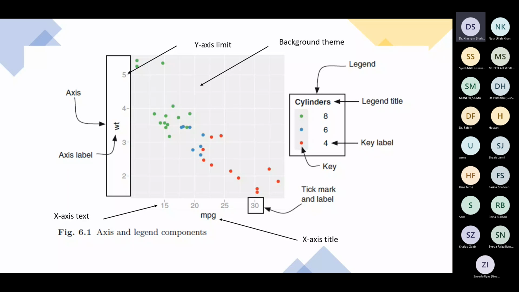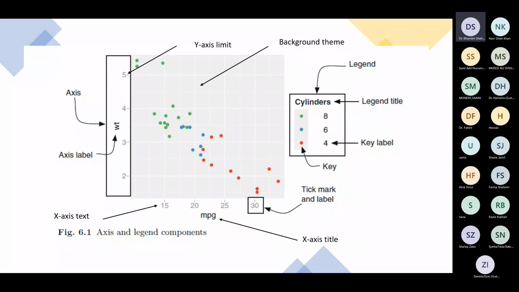So this is the main graphic: the y-axis, x-axis, legends, background, themes, and y-axis limit. We have to adjust all these things. We should make our graph more beautiful and presentable, and we will see how we can do that. So you all understand the components of graphs.